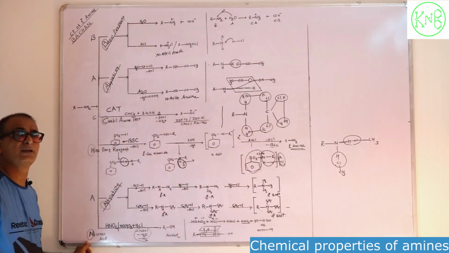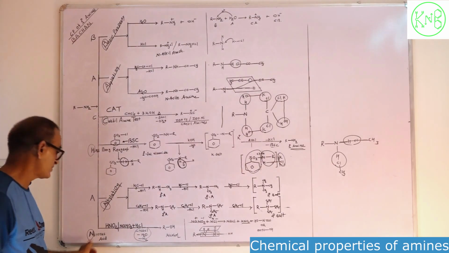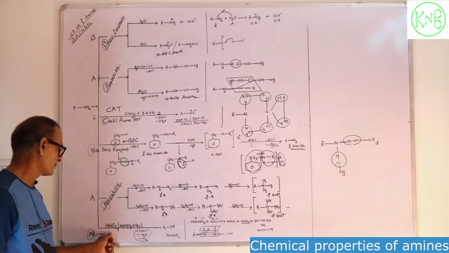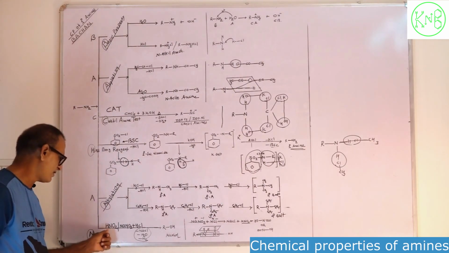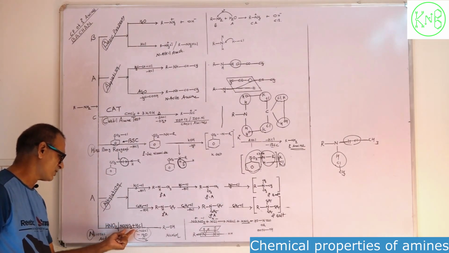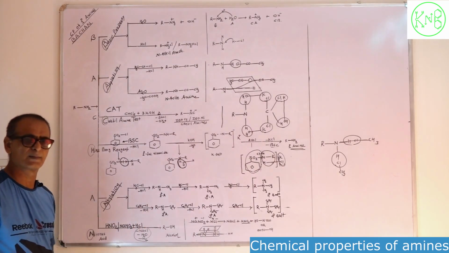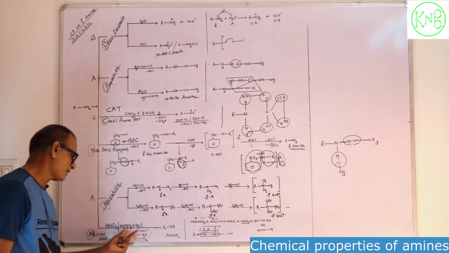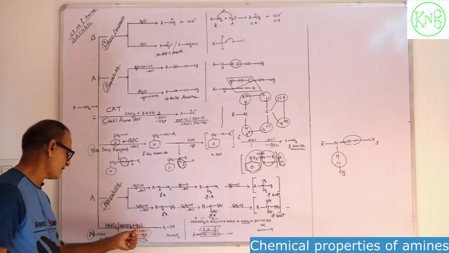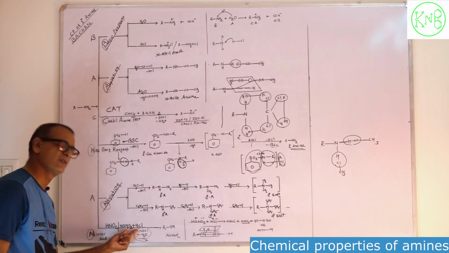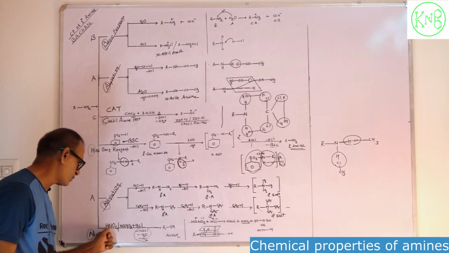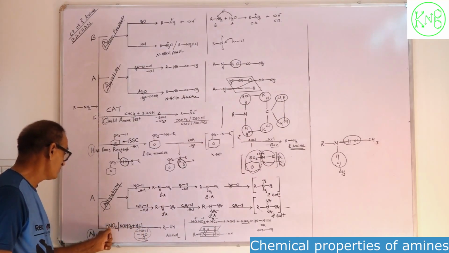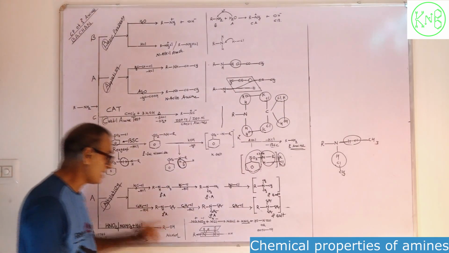Last reaction is the reaction with nitrous acid. HNO2 is the nitrous acid, HNO3 is known as nitric acid. You can use HNO2, otherwise a mixture of NaNO2 plus HCl. If we use NaNO2, sodium nitrite, and HCl, then the reaction between these reagents will give HNO2, with NaCl as a byproduct. This HNO2 will react with primary amine, RNH2.